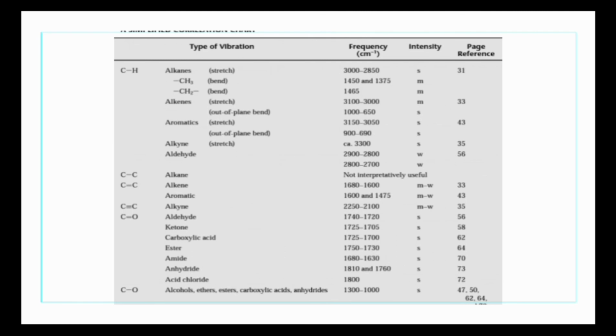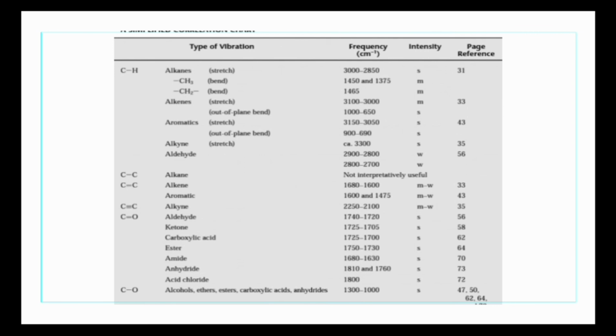So this is the correlation chart, giving us the types of vibration, frequency, and intensity. Okay, so here first is C-H, alkane. The alkane stretching frequency is 3000 to 2850, and for alkane it is not interpretatively useful.